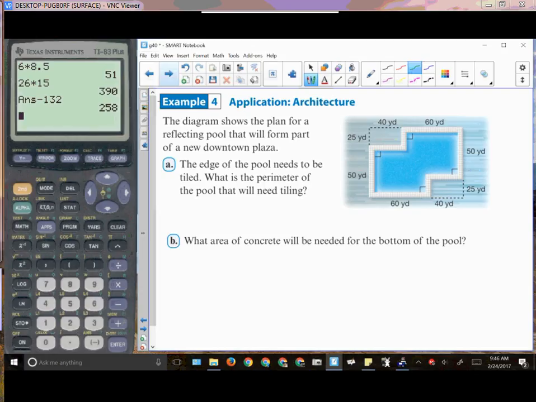Diagram shows the plan for a reflecting pool that will form part of a new downtown plaza. The edge of the pool needs to be tiled. What is the perimeter of the pool that will need tiling? So, question for you. Is this side here the same as the side that should be right there?